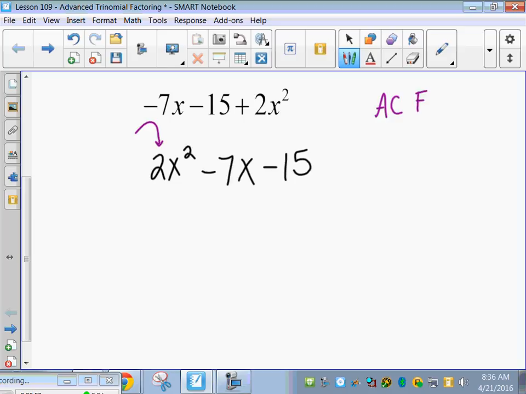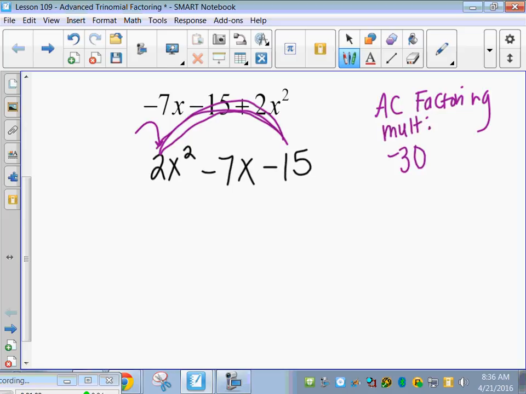So we're looking for two numbers that multiply to be this times this. When I multiply A times C, the first one times the last one, that would be negative 30. So our two numbers have to multiply to negative 30, and we still look for numbers that add to the middle term. So the same two numbers have to add to be negative 7.